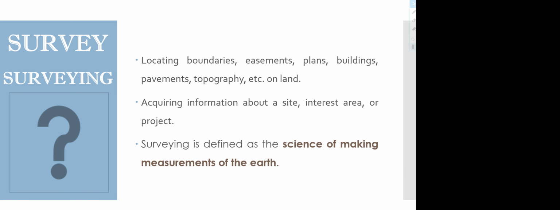Here you have a few terminologies: what is survey and what is surveying. Survey is nothing but locating the boundaries or the building, the pavement, whatever it is. Generally, you try to locate a few things on the land surface. Land is what you see on top, whatever you see directly. You acquire a lot of information about the site and you put it down. That is generally called a survey. So what is surveying then?